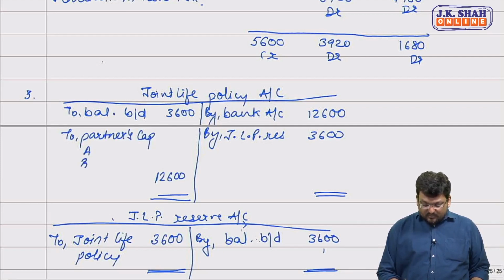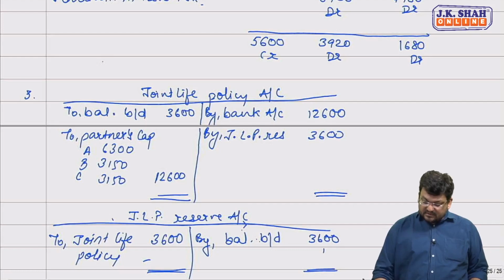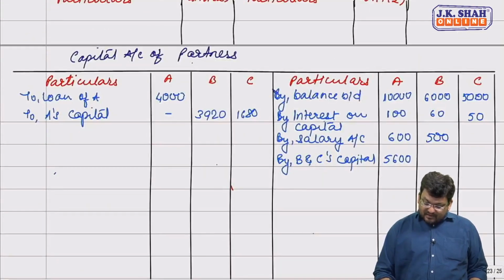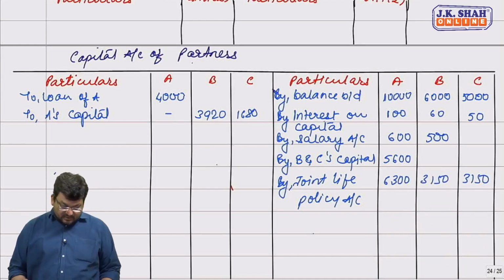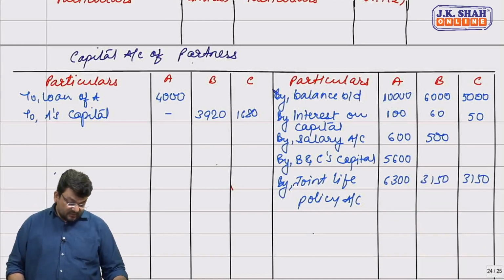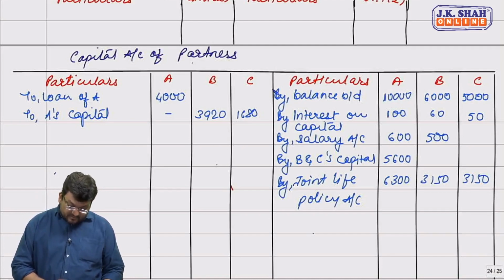Will be distributed among partners in their old ratio, that is 2:1:1. 6,300, 3,150, 3,150. Correct? So in partners' capital, we will directly credit the profit of joint life policy. Joint life policy account debit to partners' capital 6,300, 3,150 and 3,150. So now find out what is the amount due to A's executor, payable to A's executor.